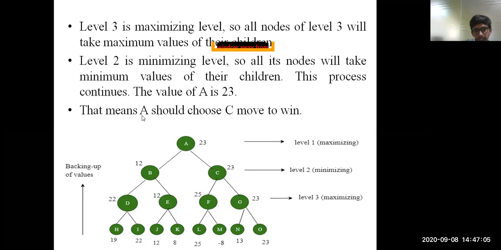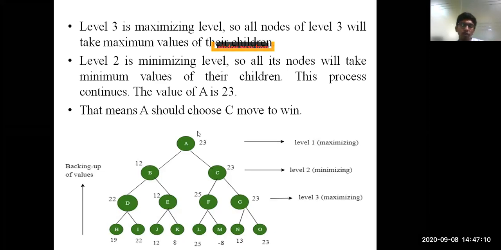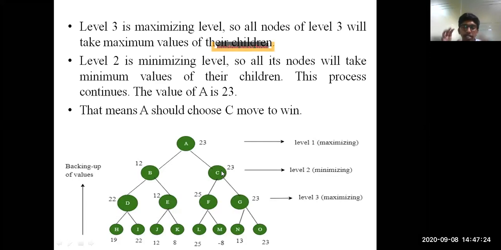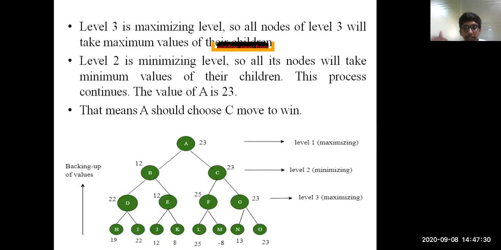And at the end, in this diagram, the root, A, should choose C to win, because at the maximizing level you have two nodes, B and C. Because it's a maximizing level, it takes the value or the path called C. This is the background process which happens with respect to your min-max strategy.